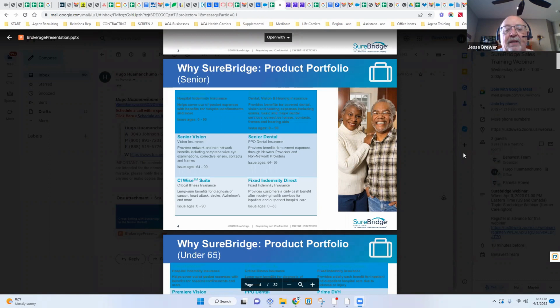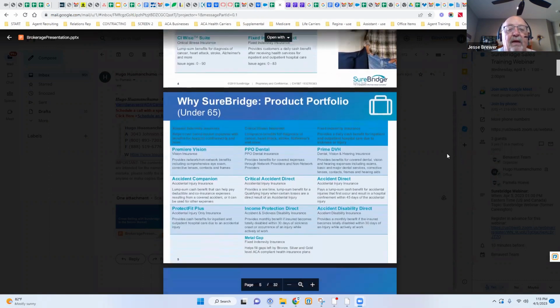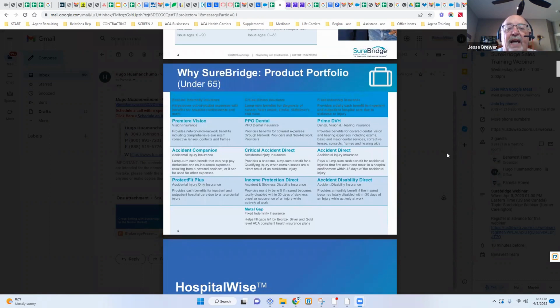So let's click on down to the next slide. And so all those accident plans, the Accident Companion, Critical Accident Direct, those three plans are going away and being replaced with Accident Wise, the new product. So instead of having three products, we're going to have one, but it's a much more robust, comprehensive product with Accident Wise than trying to sell all three of these plans as one, because it gets pretty confusing to the consumer when you're doing it.